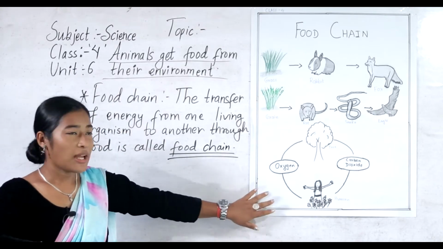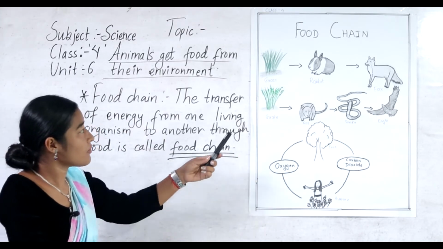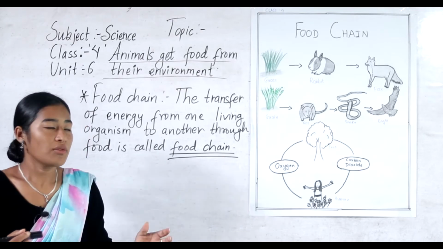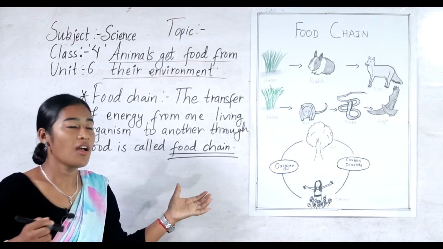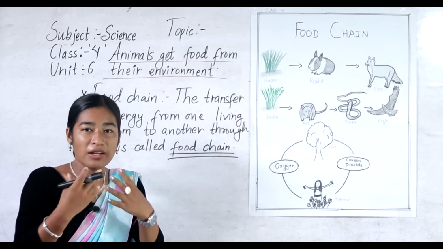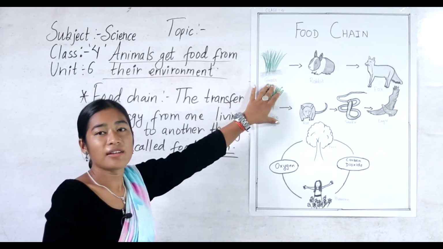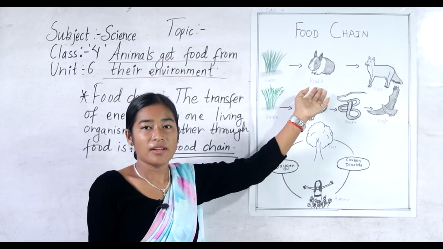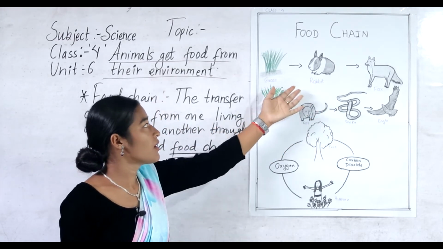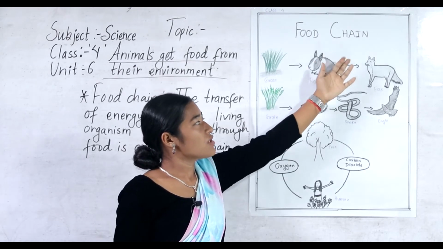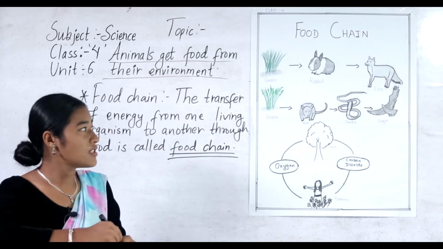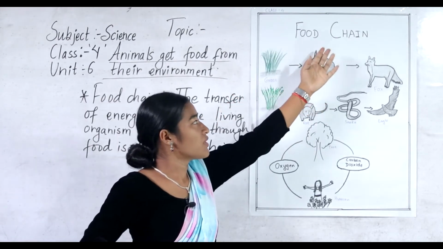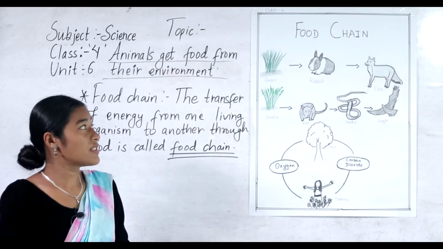So you can look at this chart. Here is one example. Here is grass, and I want to tell one thing: food chain always begins with a plant. So first one is grass, and this grass is eaten by another living organism, that is rabbit, and this rabbit is eaten by another living organism, that is fox. So in this way the energy of grass is transferred to rabbit and the energy of rabbit is transferred to fox. That process is called food chain.